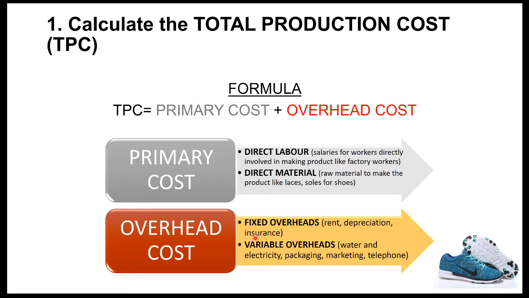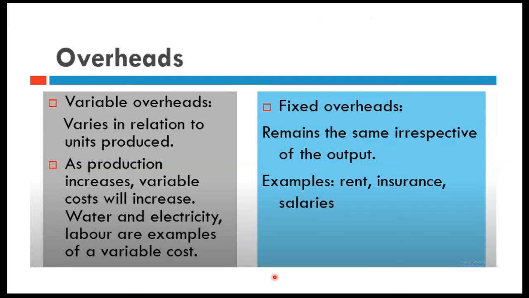Variable overheads are things like water and electricity, packaging, marketing, and telephone accounts. Water and electricity will differ. It will depend on how long the factory is running, how long the factory is open. Packaging, the price will be determined by the amount of products you make. So variable overhead costs change depending on the amount of products manufactured. If you add these two together, that would give you your total production cost.